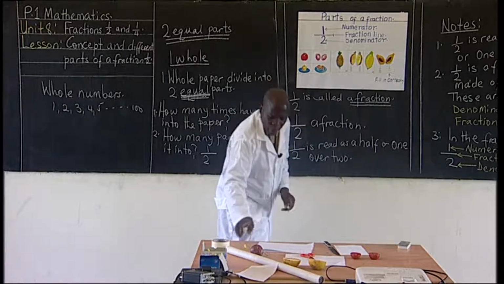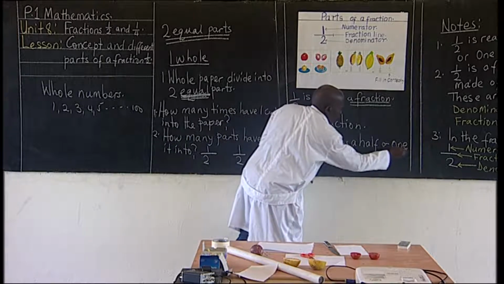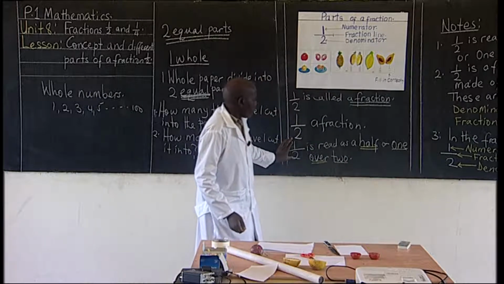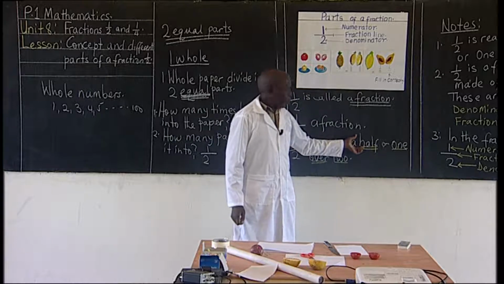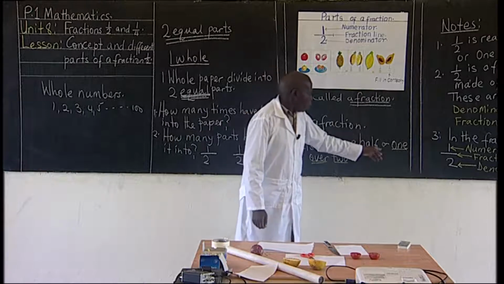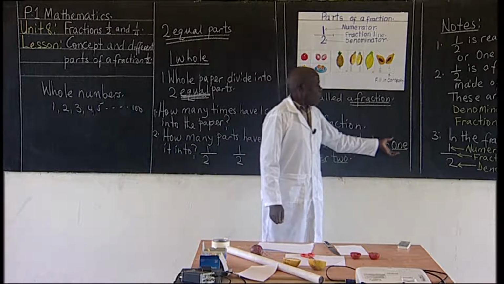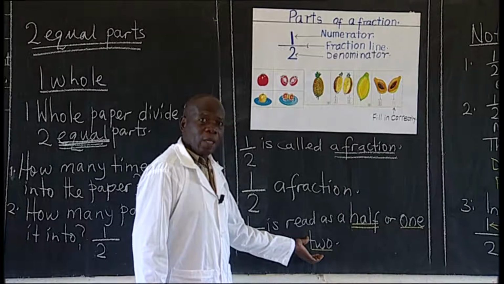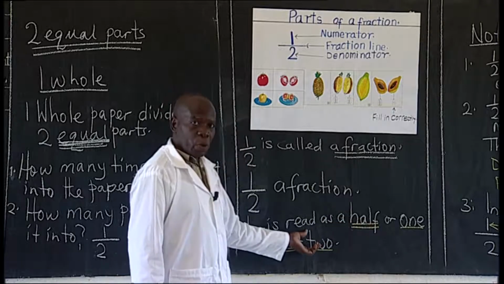So these are some of the mathematical terms you will be using. So we read this one as a half. Everybody, a half. Again, a half. Or if you don't read it as a half, you read it as 1 over 2. Again, 1 over 2.